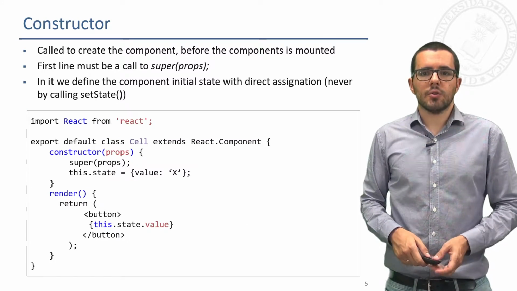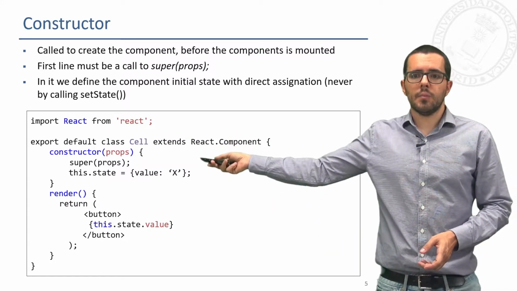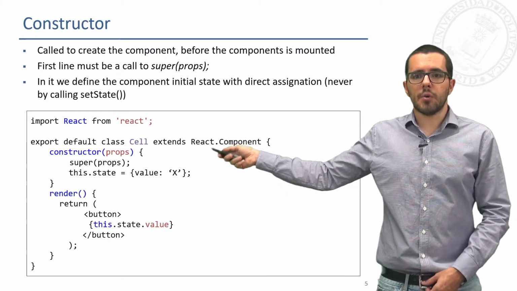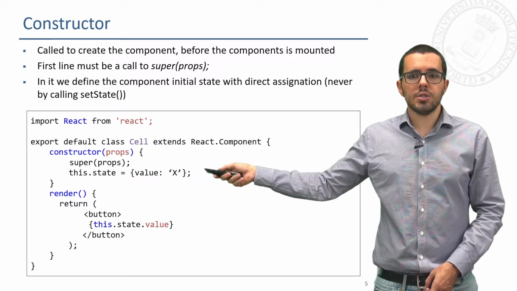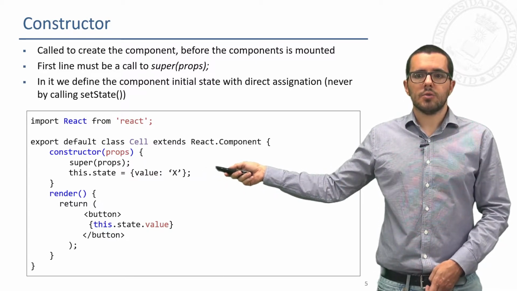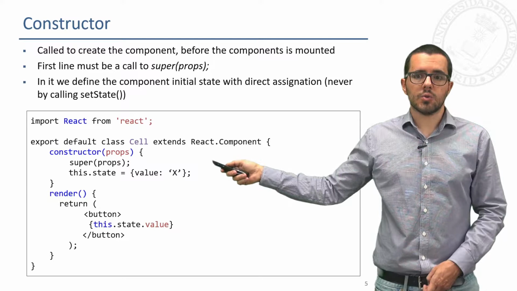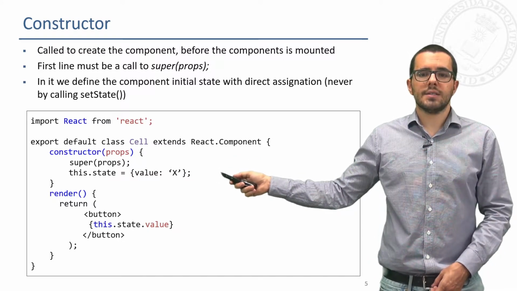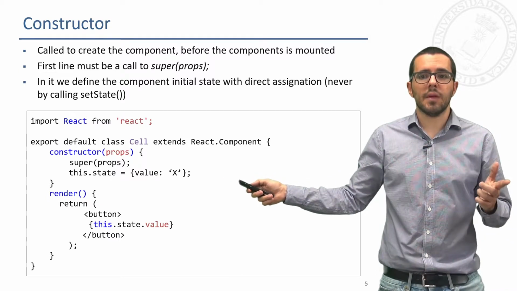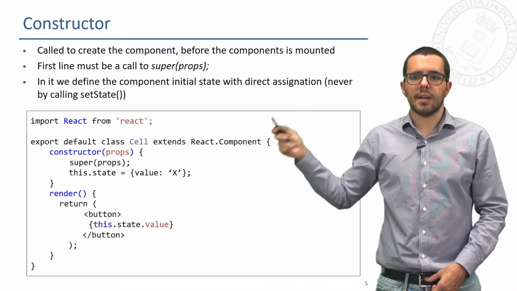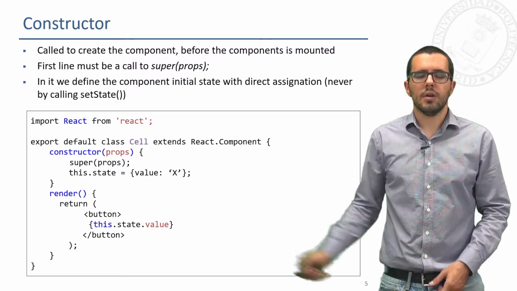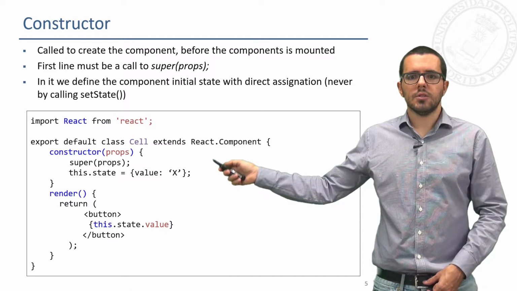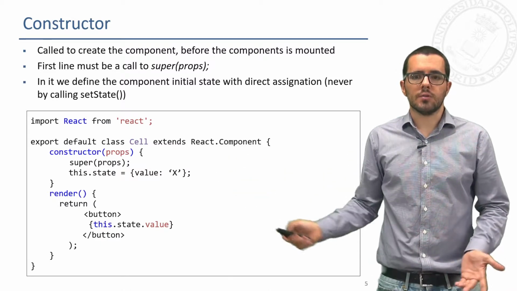Well, the constructor. The constructor is the first method usually, so it's here in the upper side of the component. It receives the props, and as a first line, it calls super(props). So the React component constructor passing the props. And it can directly set the state, but not with the setState method, but with direct assignation, as we can see here, okay? Never use setState. It does it directly. So this is a very usual constructor, very simple.